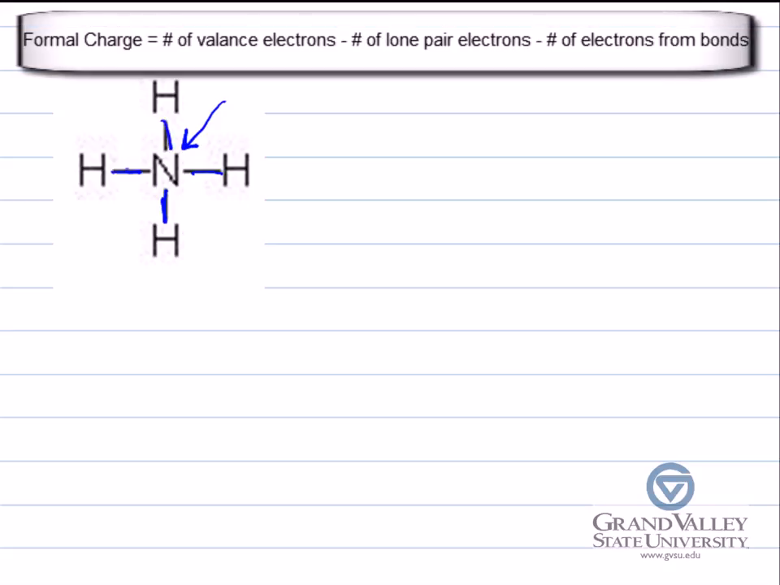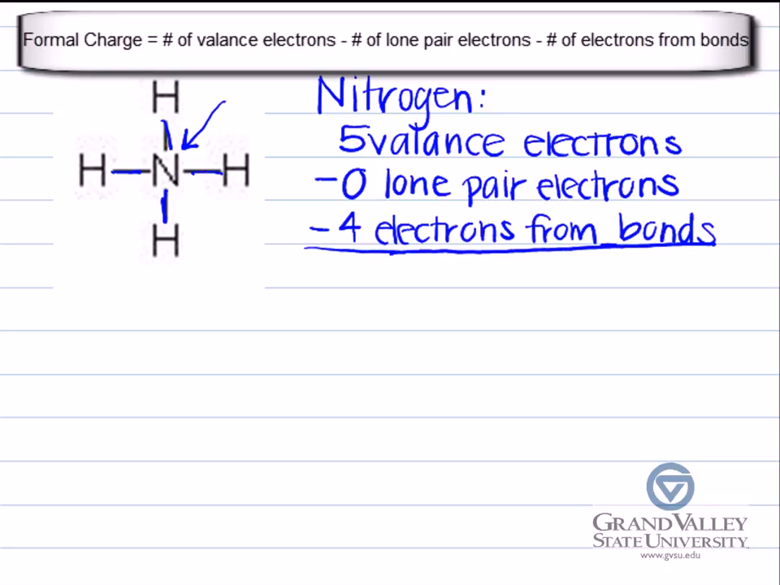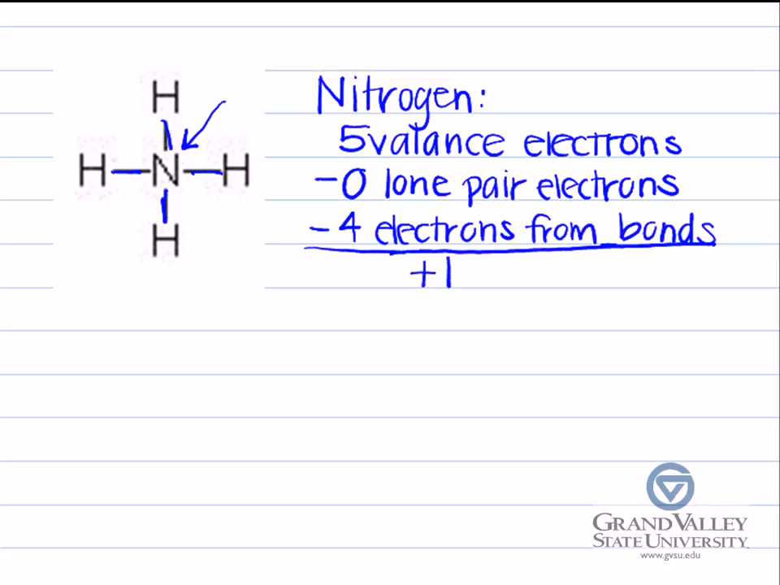When we use our equation, we have 5 valence shell electrons minus 0 electrons from lone pairs minus 4 electrons from bonds equals positive 1. And all of the hydrogen atoms have a neutral or 0 formal charge.